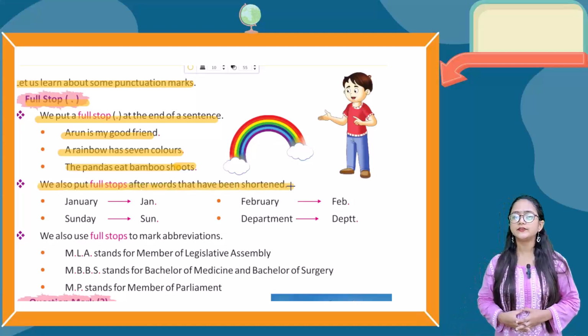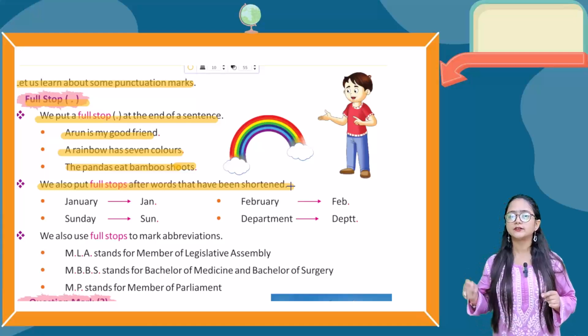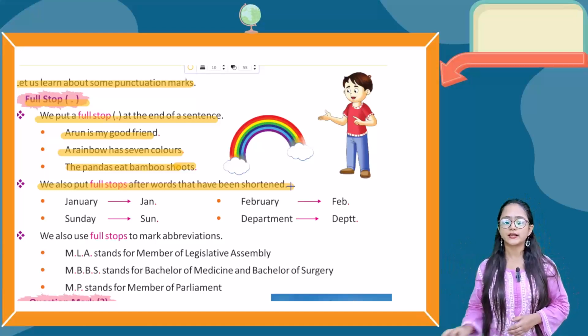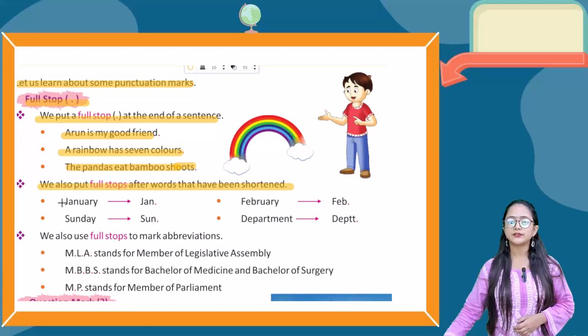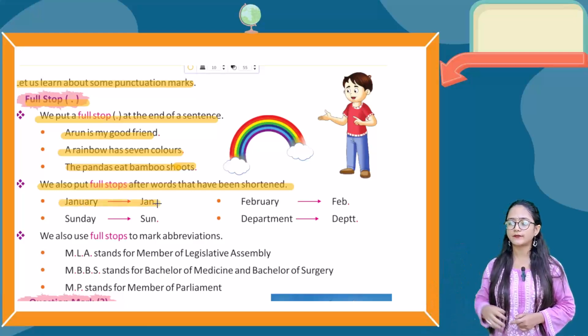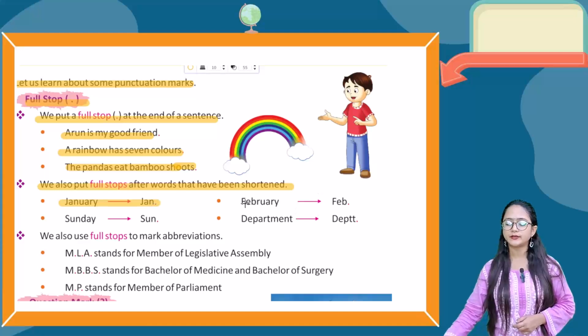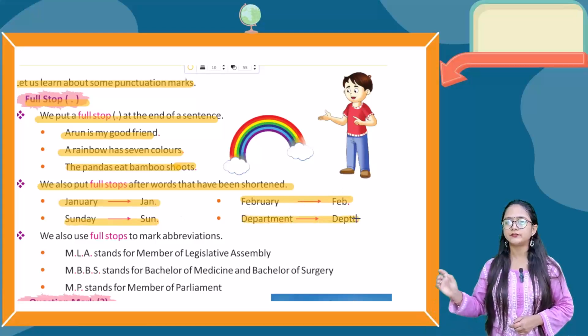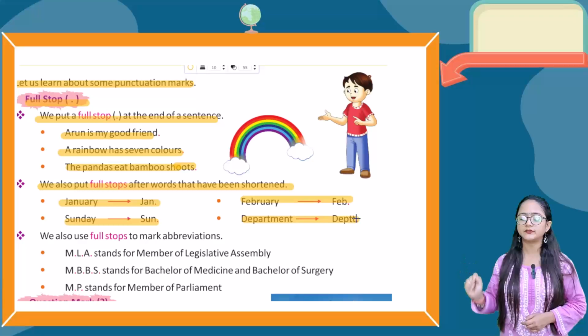So basically, we also use a full stop after words which are shortened. For example, you can see January over here, it becomes Jan. in the short form and you just have to put a full stop after it. Next one, February becomes Feb. Next, Sunday, Sun., then department, Dept.